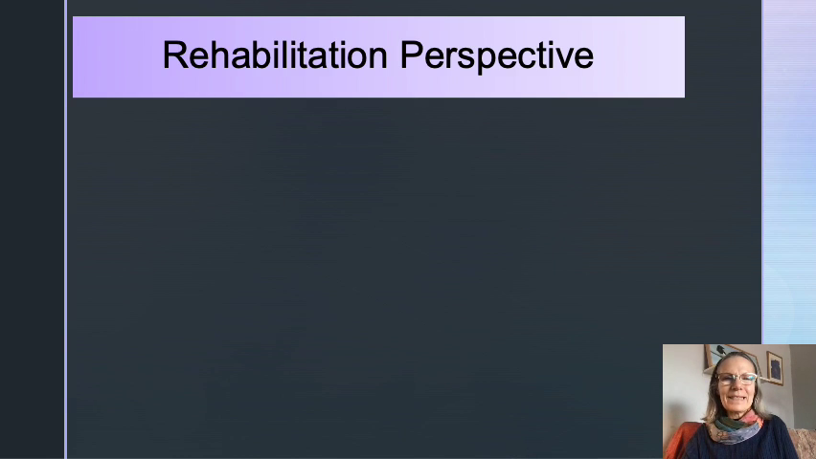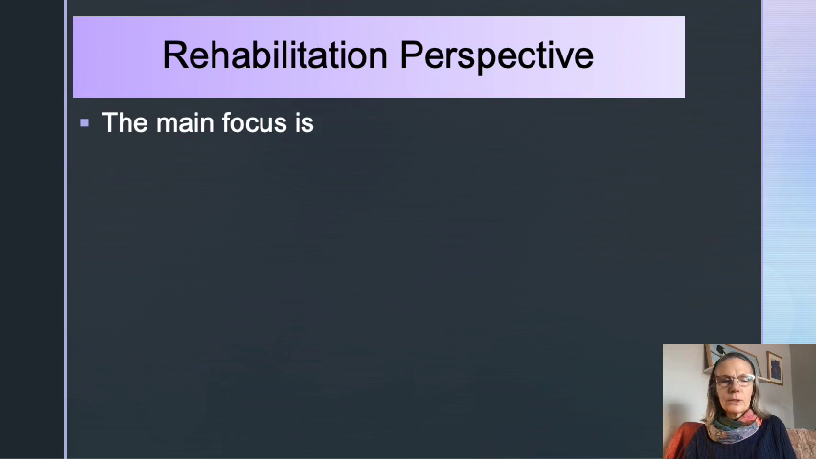All right, so let's take a look at the rehabilitation perspective. Now, the rehabilitation perspective actually preceded the crime control perspective. The crime control perspective really comes into dominance in the 1980s and 90s in the United States and continues today. In many ways, it was a reaction to the rehabilitationist perspective, because people felt that the rehabilitationist perspective didn't do an effective job of addressing crime in the United States. So let's look at some of the main assumptions of the rehabilitationist perspective.